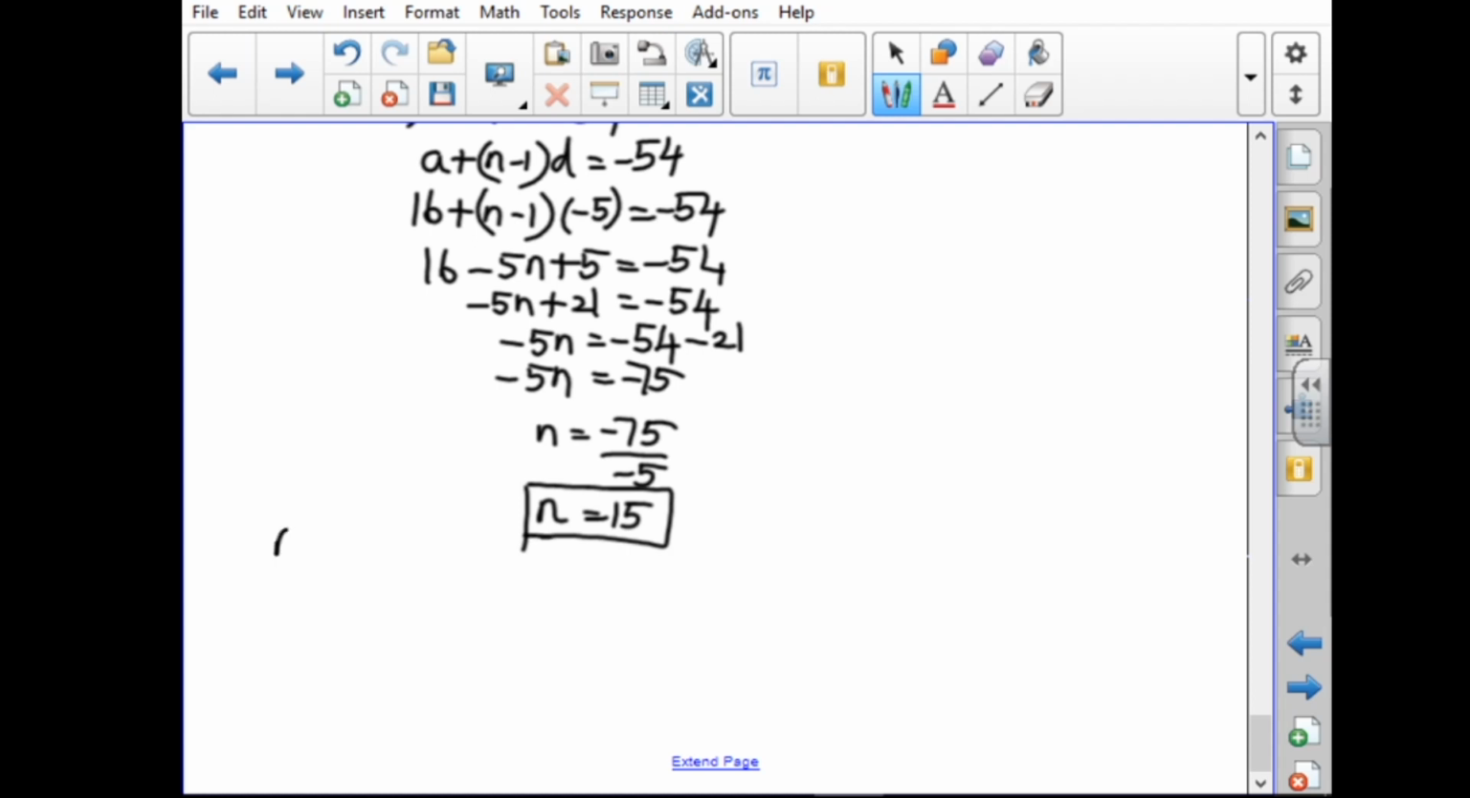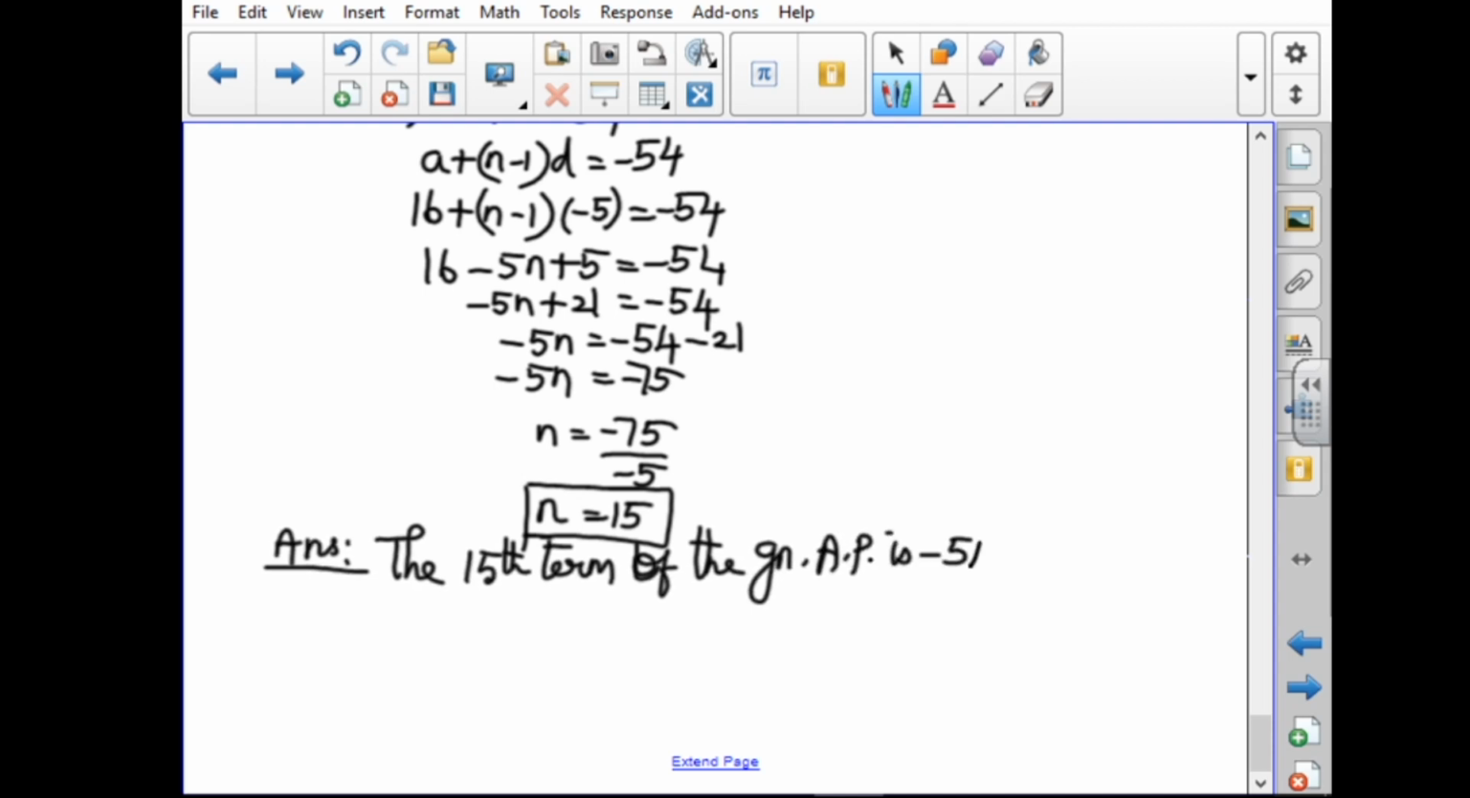So answer, the 15th term of the given AP is minus 54.